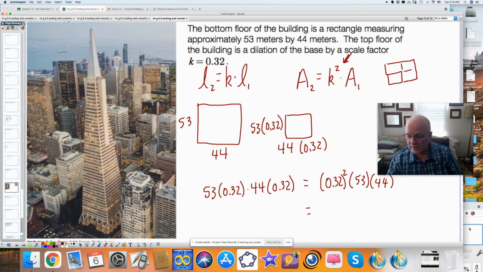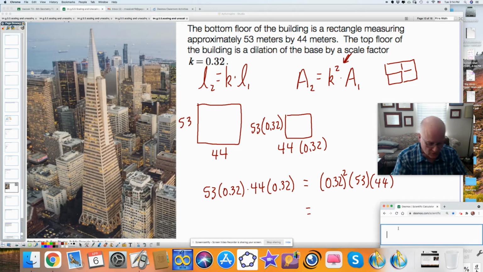And when we do that, let's just do that. I have 0.32 squared, right arrow, times 44 times 53. I get 238.8.